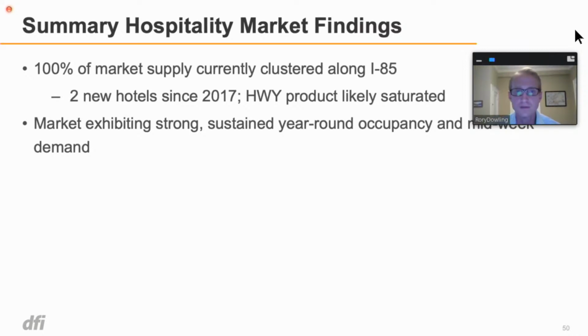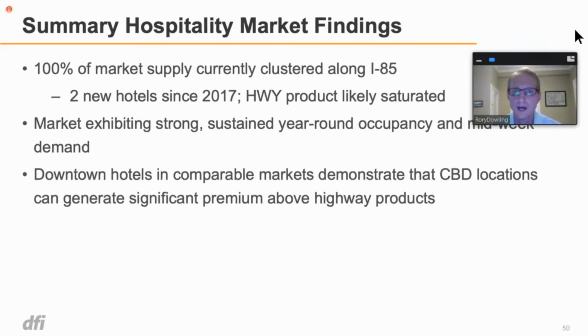We are seeing very strong, sustained year-round occupancy as well as midweek demand, which is extremely positive to see. And we have seen downtown hotels in comparable markets demonstrate that having a downtown location can generate a significant premium above highway products, which again is needed in order to make the development work from a feasibility standpoint.